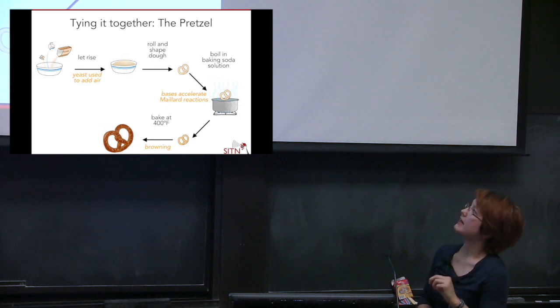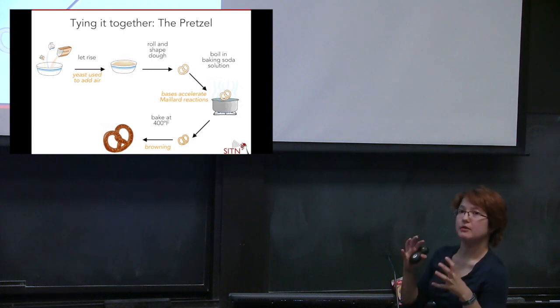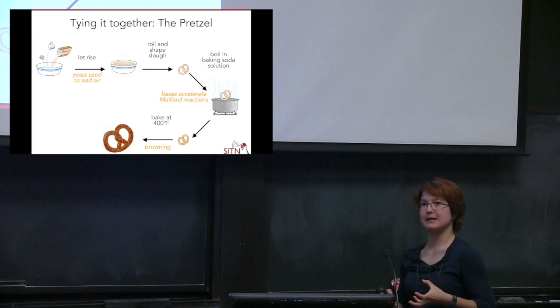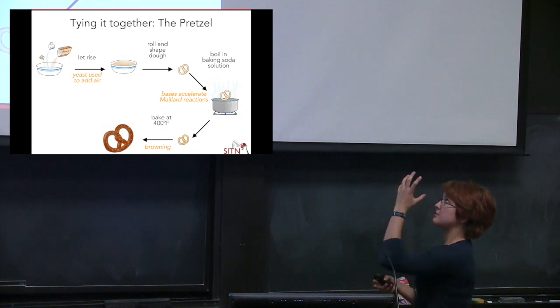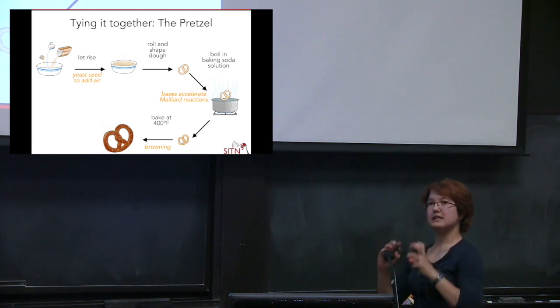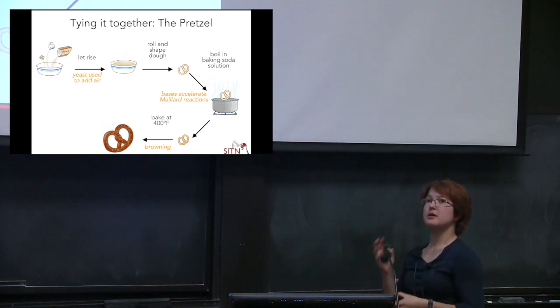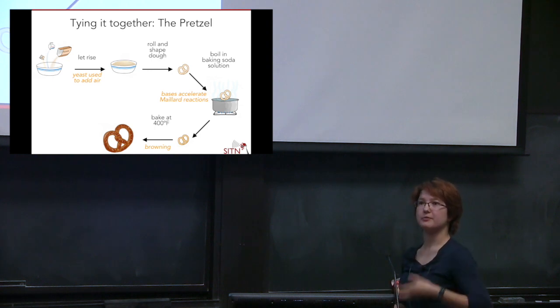The funny trick here is that the Maillard reaction, which you know is responsible for browning and happens at high temperatures, is actually accelerated in a basic environment. So the baking soda is a base, and by boiling the pretzel and coating it in the solution of baking soda, you're actually making it easier for the Maillard reaction to happen later when you bake the pretzel.